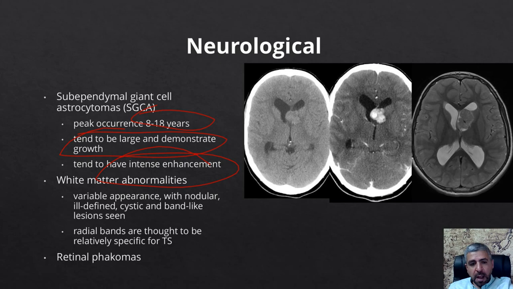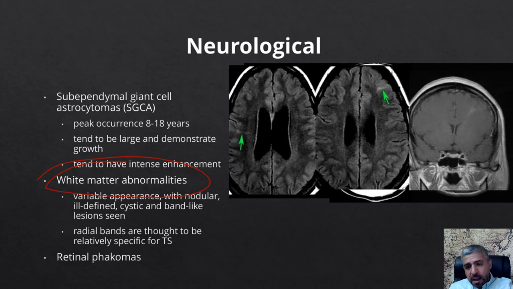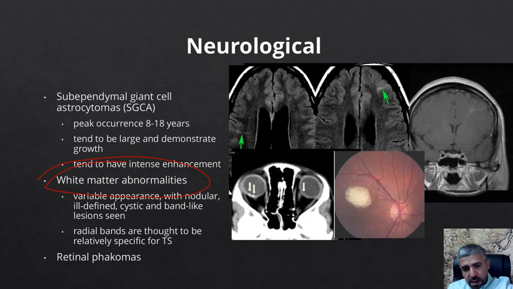So the other finding that we see in tuberous sclerosis are what's called white matter abnormalities. White matter abnormalities, as the name says, are non-specific abnormalities. They have variable appearance, sometimes nodular, ill-defined, cystic, band-like lesions seen. Sometimes it's radial bands, like here, for example. You can see this radial band here, radial band here, radial band here. These radial bands are thought to be typical of tuberous sclerosis.